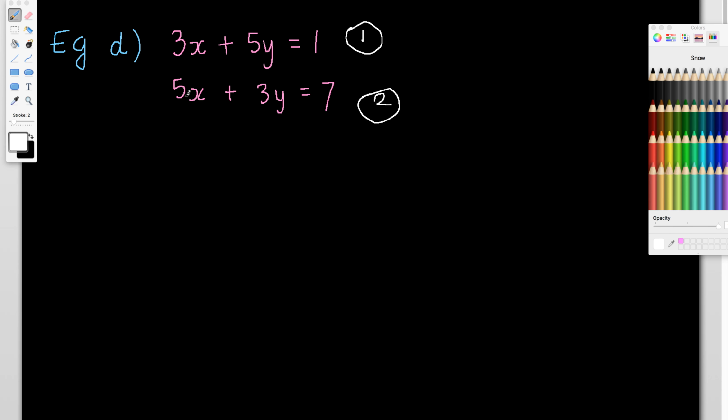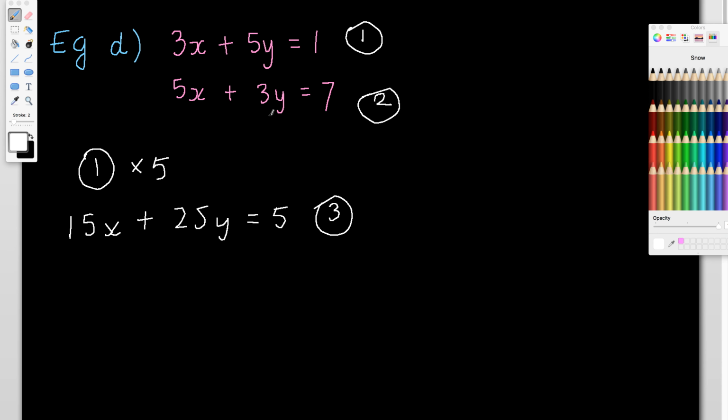So this is a little bit like finding a common denominator in a way. That's probably what I liken it to. You want the lowest common multiple of the 3 and the 5, which is obviously 15. So I'm going to take equation 1 and multiply that by 5. Because what that's going to do is give me 15x plus 25y equals 5. And I'm going to call that equation 3.